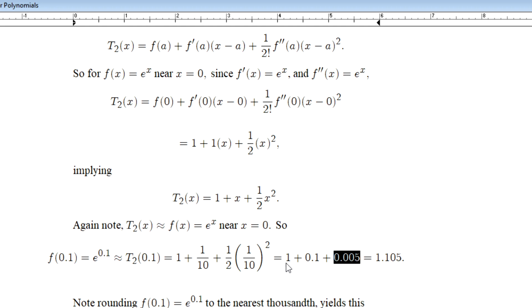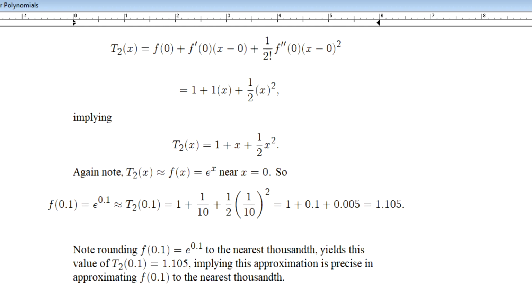So this quadratic approximation is just 1 plus 0.1 plus 0.005, which gives us 1.105 in value. And notice that is accurate in approximating e to the 0.1 to the nearest thousandth. That is actually accurate out to the nearest thousandth.